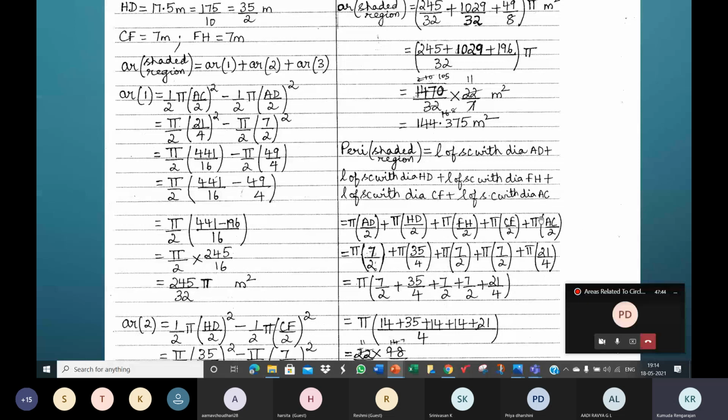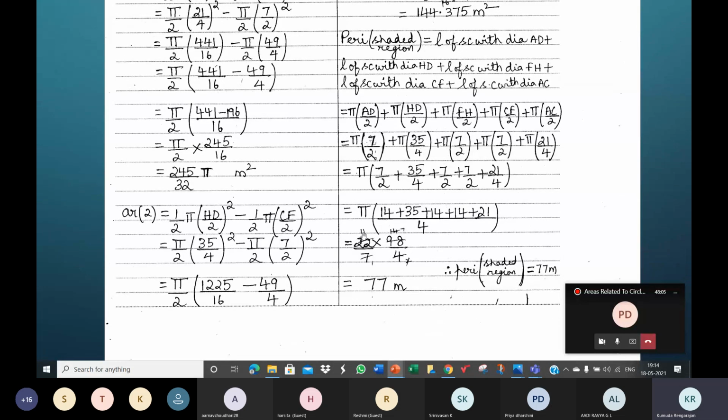We have 5 semicircles. We need to add all their perimeters. So don't take the value of pi anywhere. After substituting the radius, take out pi common. We have so many fractions in the bracket. Take up the LCM.